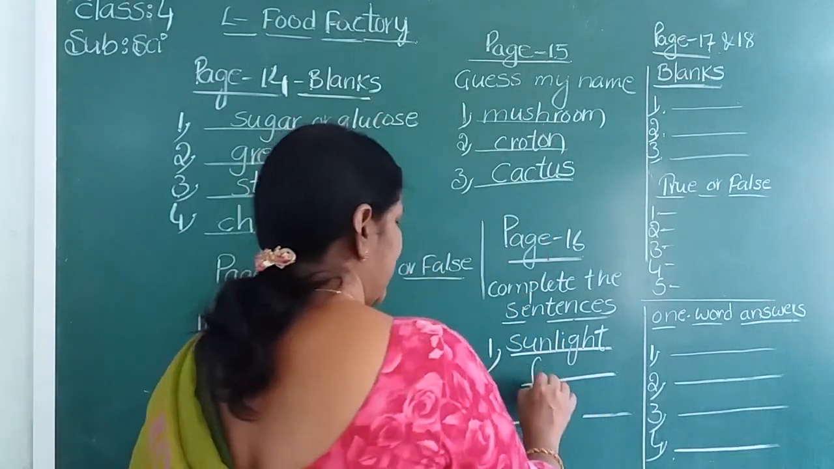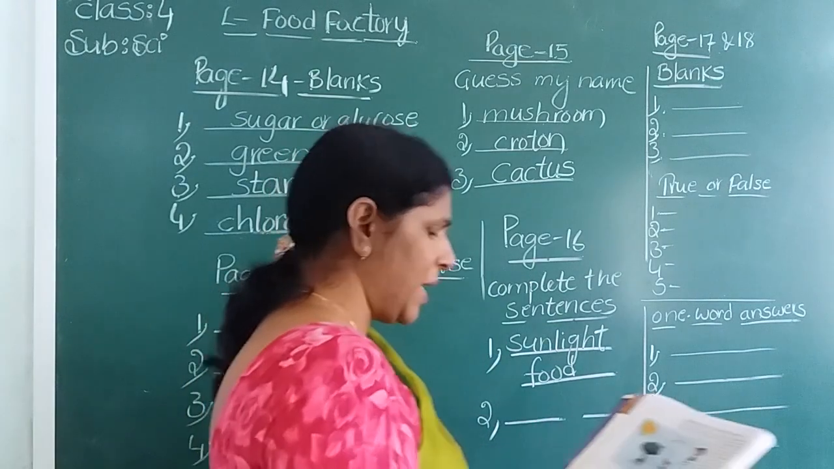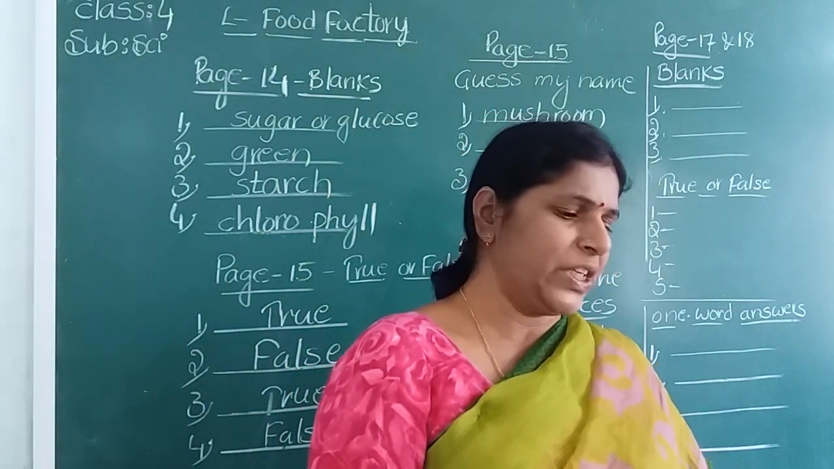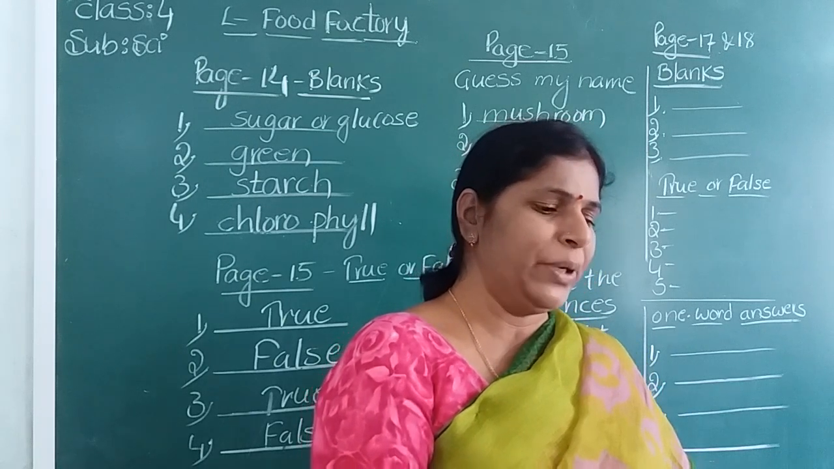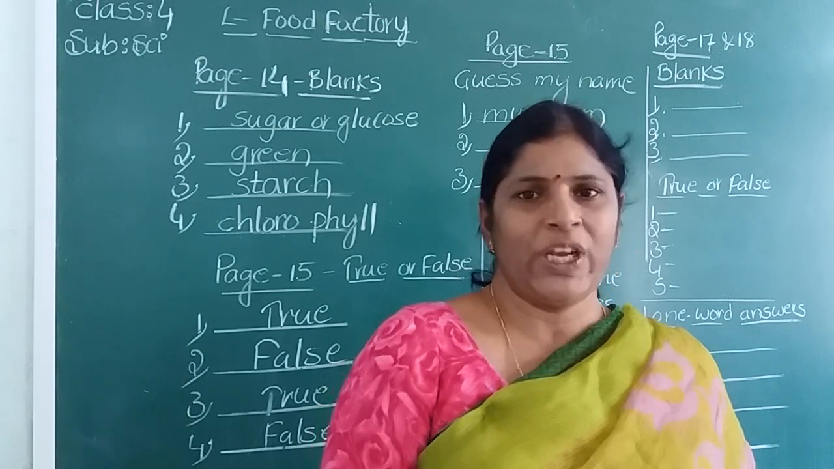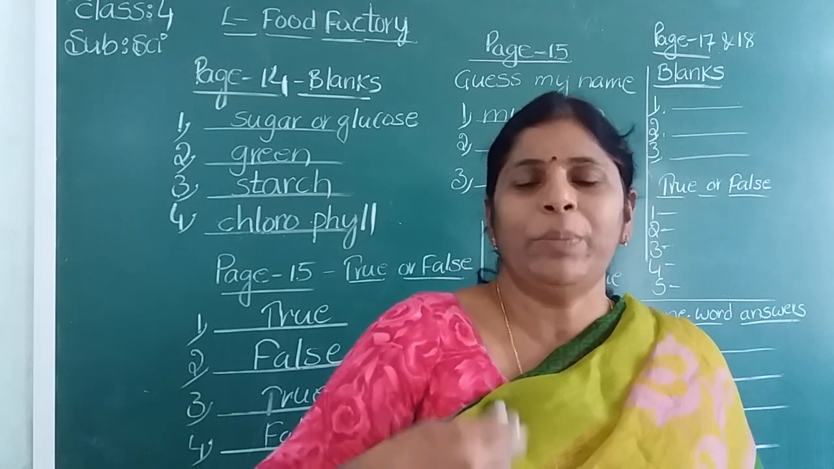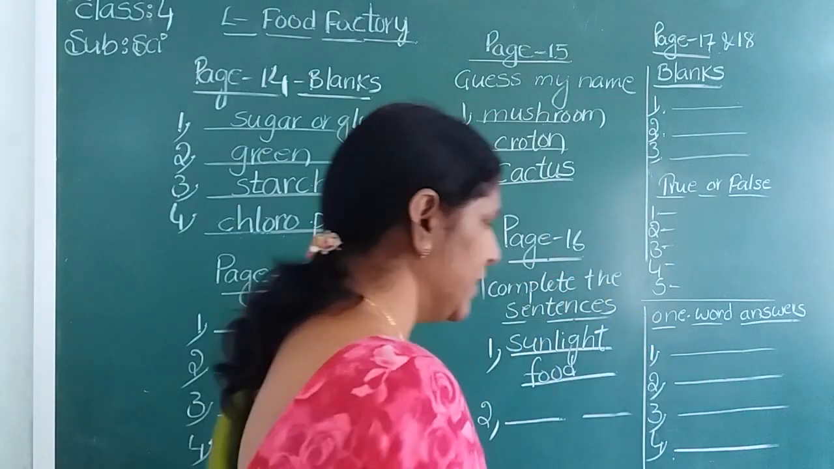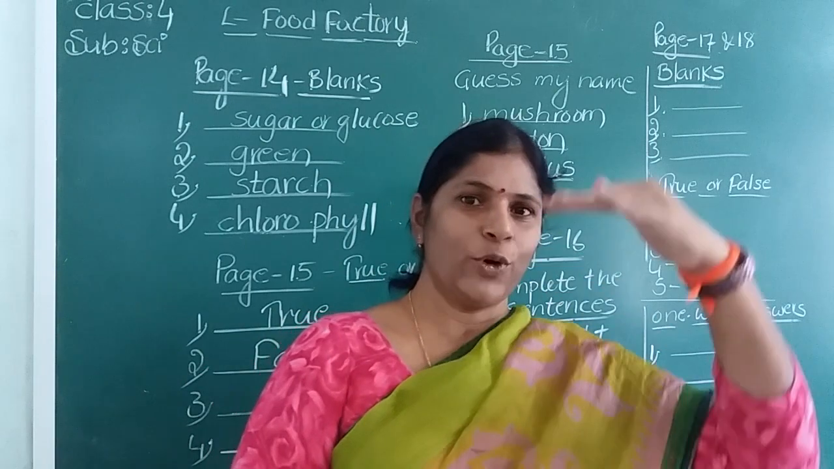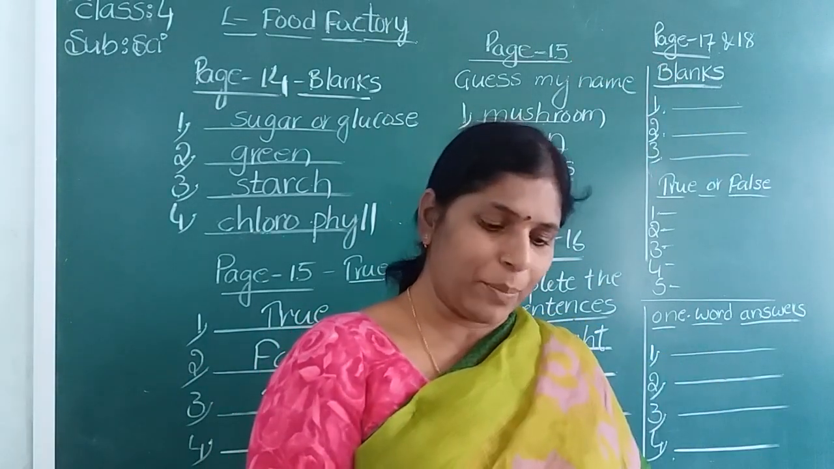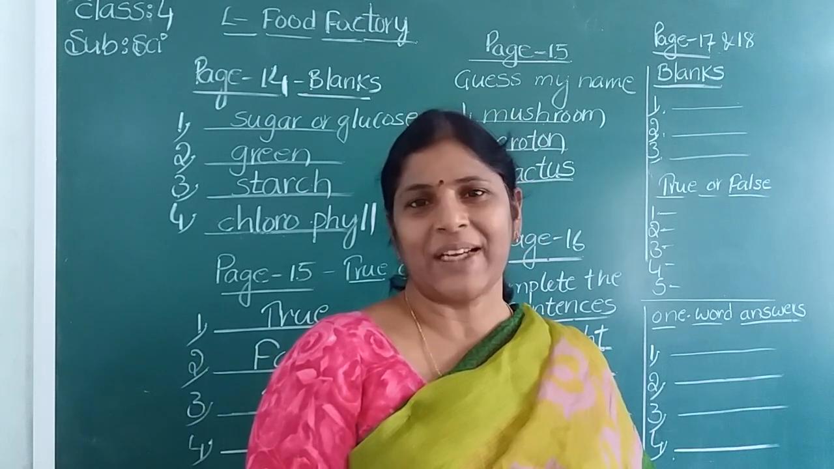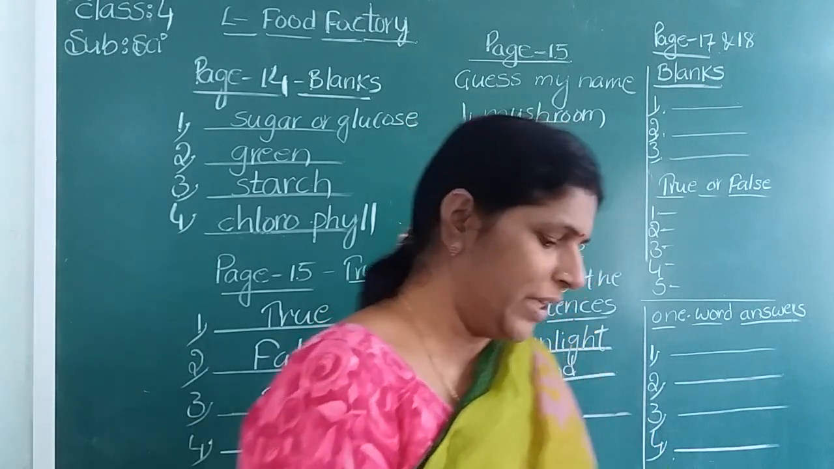The food prepared by plants is eaten by other animals and human beings. Animals and human beings breathe out what? We are human beings, children. What do we breathe out? Carbon dioxide. That carbon dioxide goes into the air, our atmosphere. Who uses the carbon dioxide from the air? Green plants only.